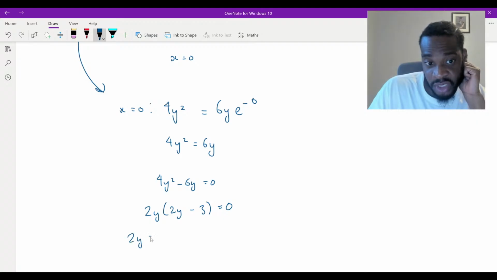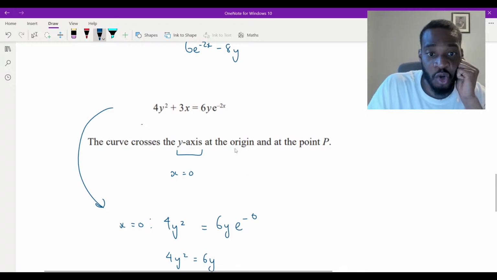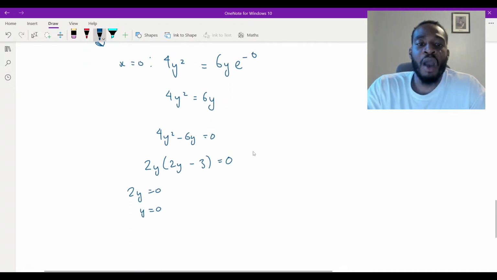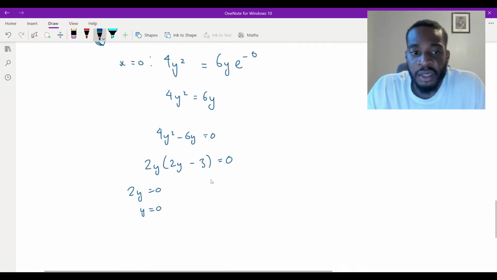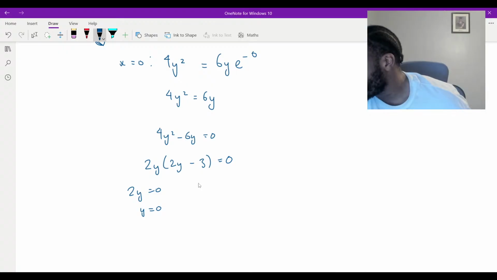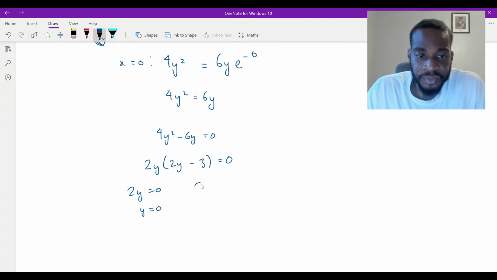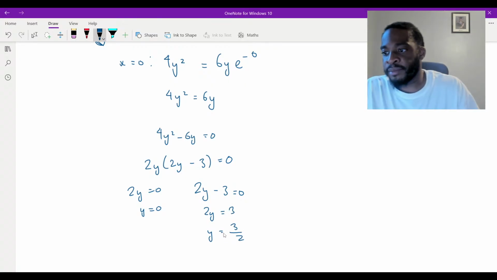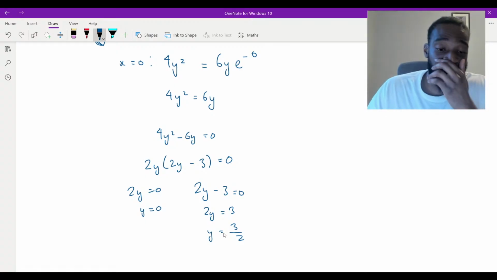So 2y is equal to 0. That means y equals 0, which is what we expect because they did tell us that it crosses at the origin. So the other value of y must be at the point P. Yeah? So let's see. 2y minus 3 is equal to 0. 2y is equal to 3. That means that y is equal to 3 over 2. Like that. Yeah? So y is equal to 3 over 2.